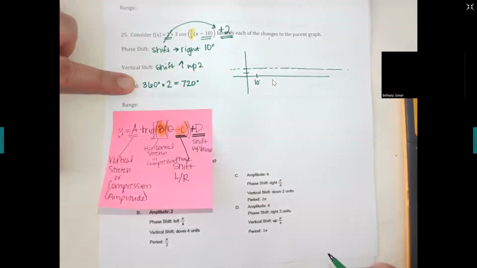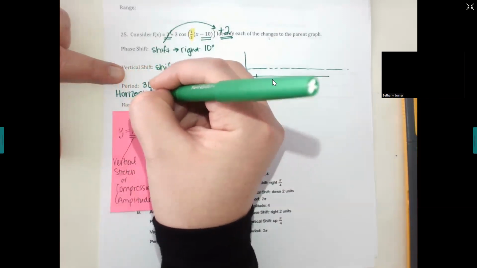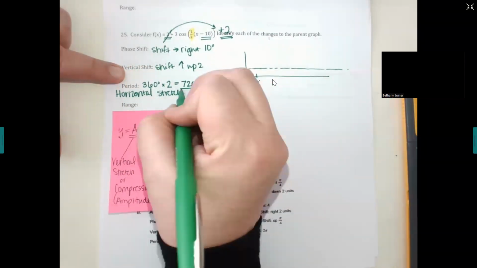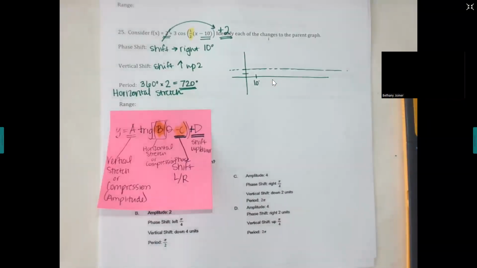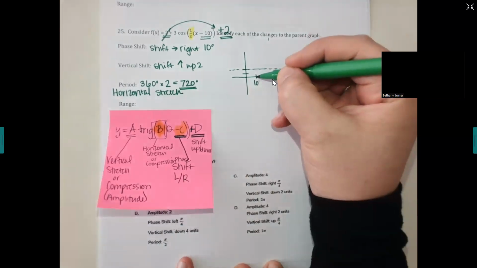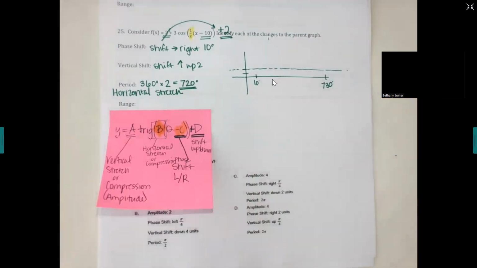Now, if you want to go ahead and make a note to yourself, that means that this is a horizontal stretch. And the reason it's a horizontal stretch is because 720 is a longer period than the normal period, which is 360. So if I start at 10 degrees, that means that the very end of my graph should happen 720 degrees later, which means it would be at 730.